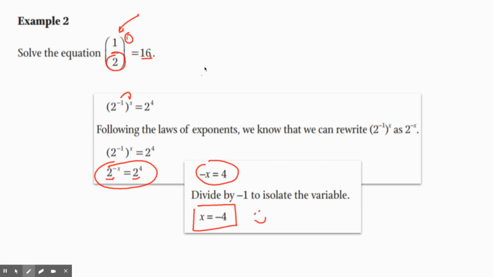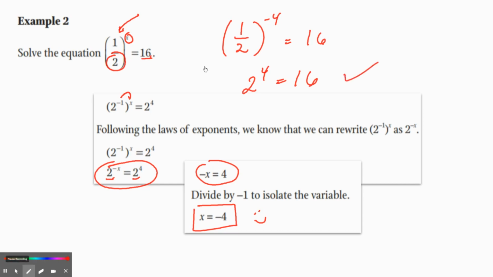Of course, you should always go back and check your work. Does this make sense that 1/2 raised to the negative 4th power is going to equal 16? And you can check that on your calculator. Of course, go through the process as well. Doing the reciprocal, that's really 2 to the 4th power, and 2 to the 4th power is 16, so it checks out.